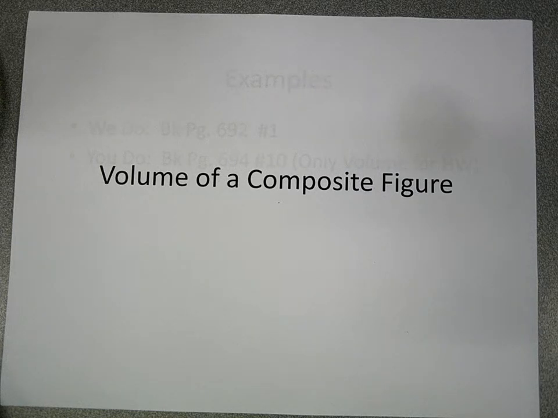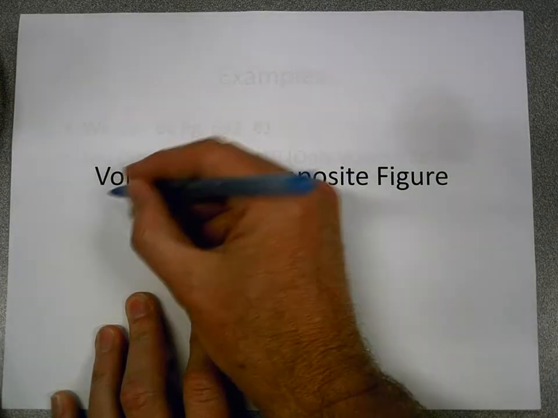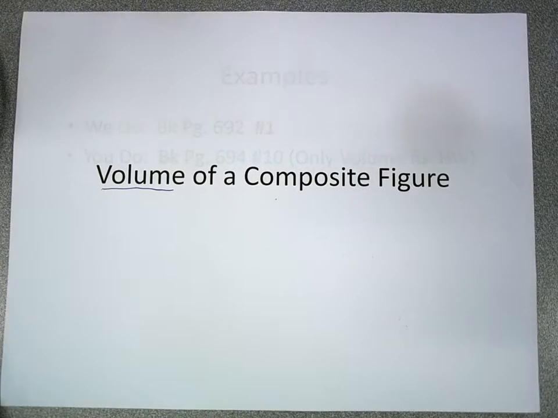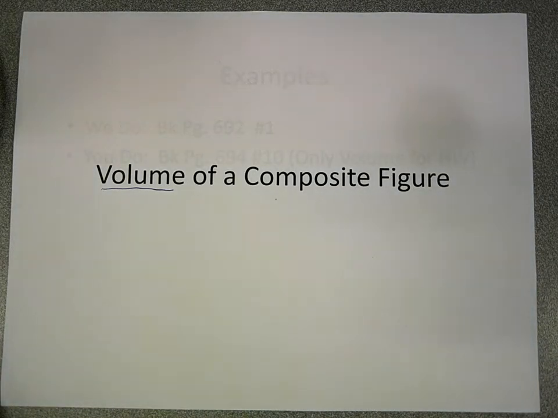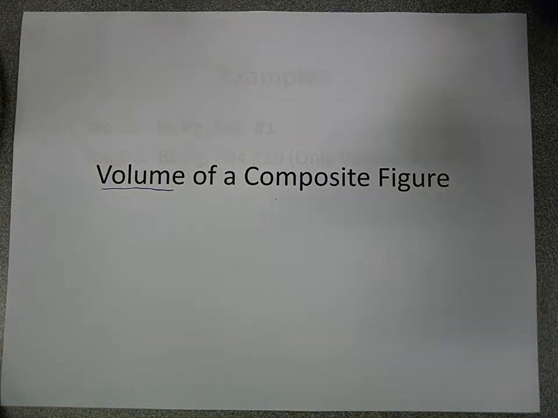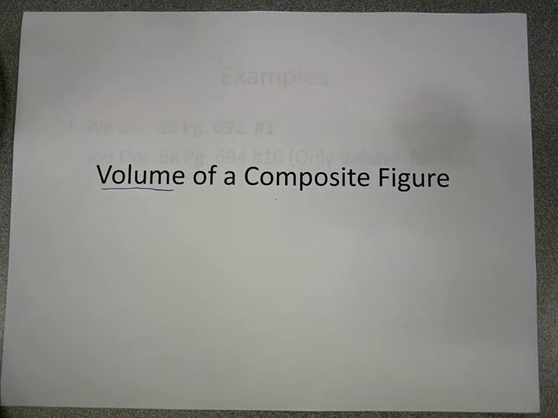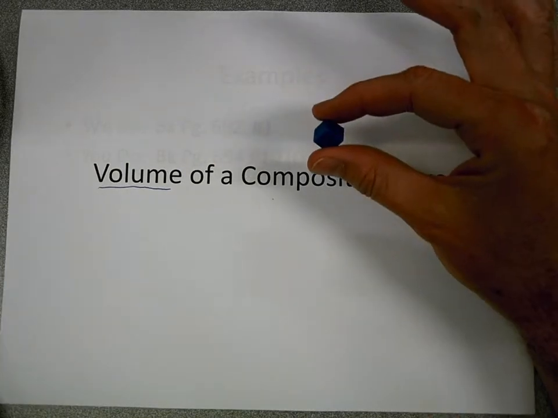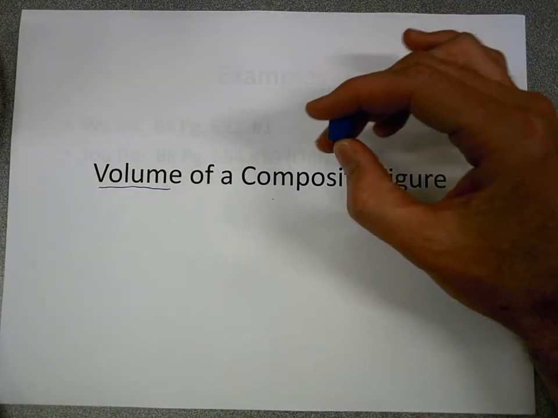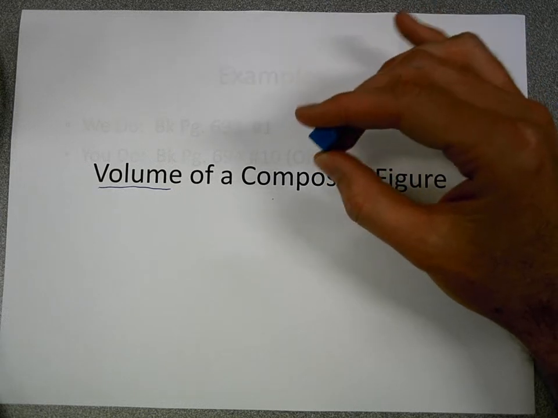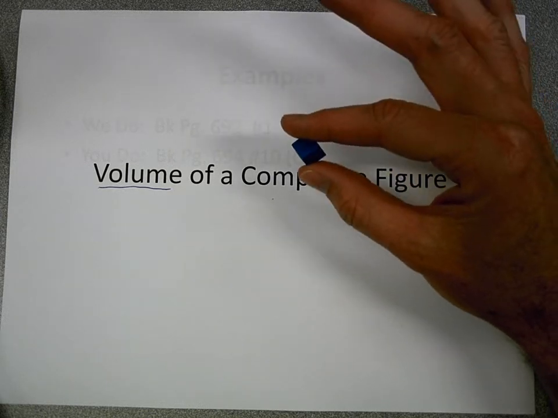So the first thing is the whole idea of volume, okay? So we just talked, right, about volume of prisms. And volume of prisms talks about, remember, how many of these cubic units can fit inside of an object, basically. That's kind of a rough idea of what we talked about.